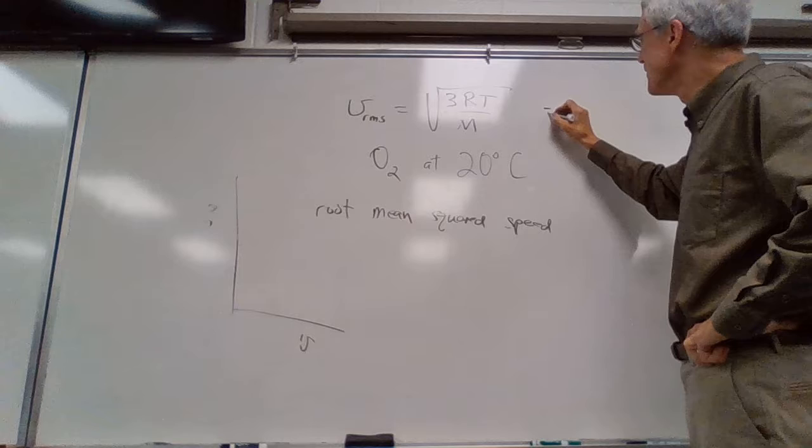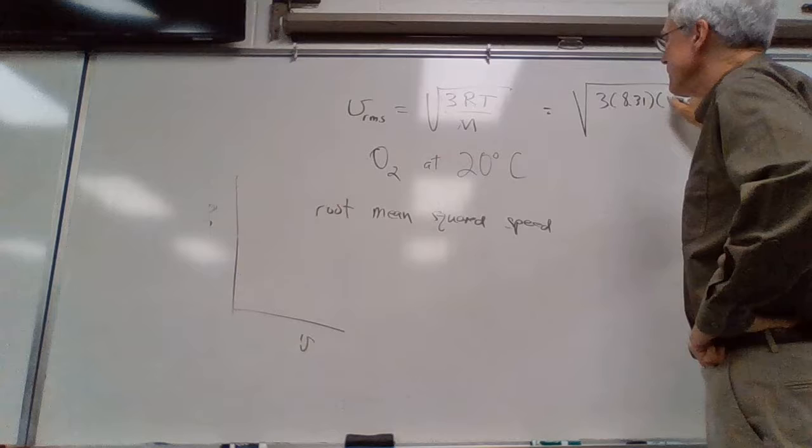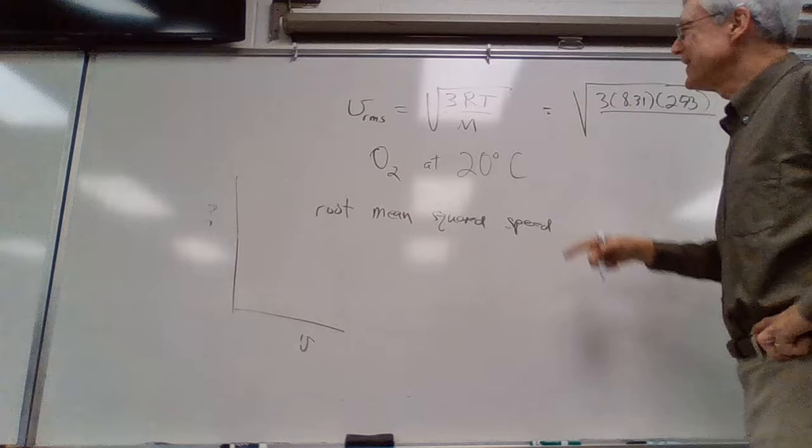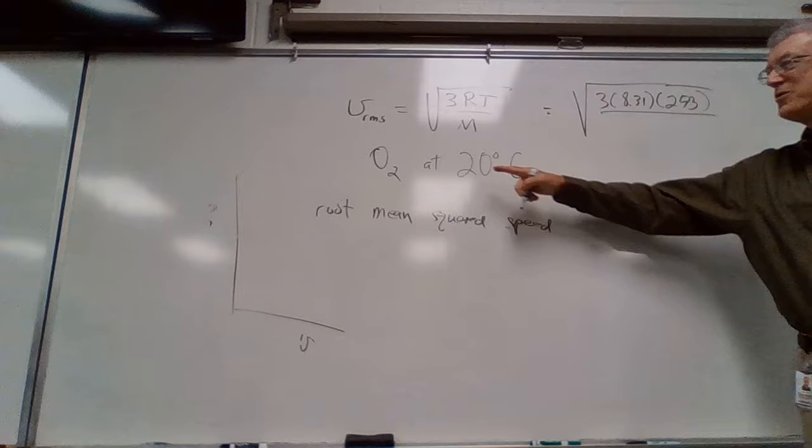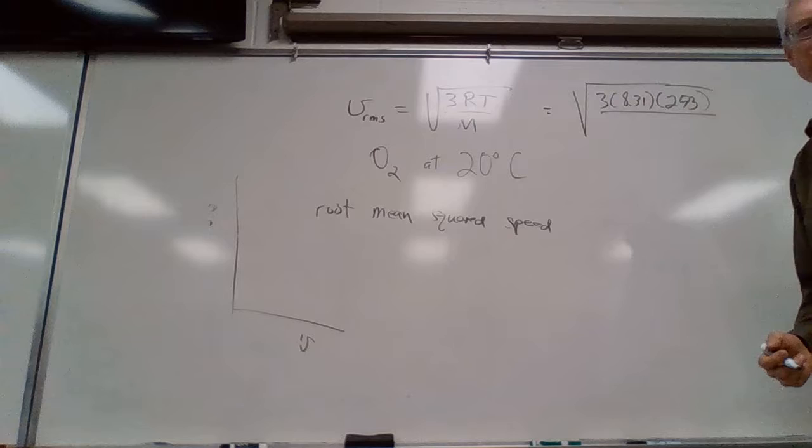Well, let's plug into this. It would be the square root of 3 times 8.31 times 293, put it in kelvins, divided by m. The thing about m is, though, for oxygen, you can look it up. It's 16, but it's O2, so what is it? 32. But you'll still get tricked if you forget.